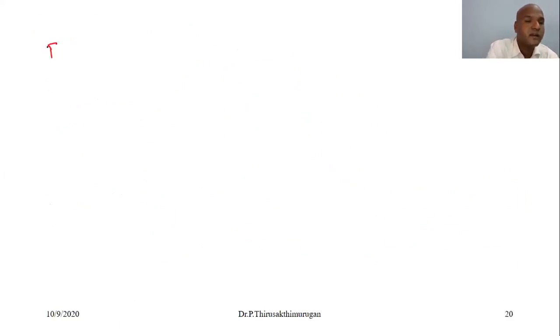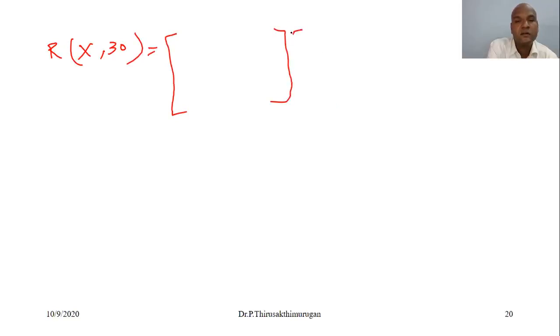So rotation of x comma 30 equal to, please tell the values. Again, it is displaced by... If you tell me the first answer, then only we can continue. Anybody?